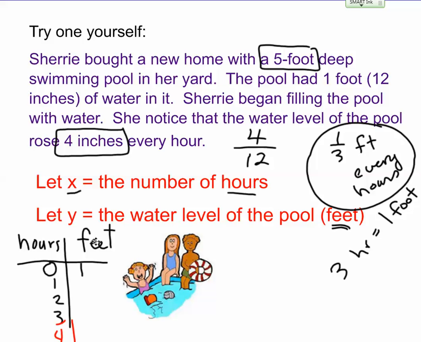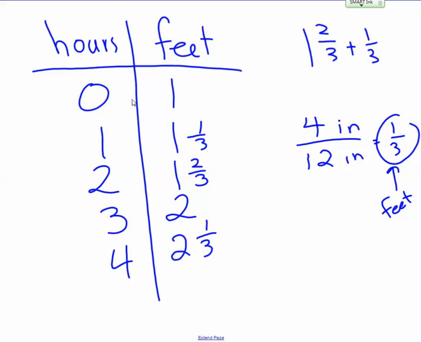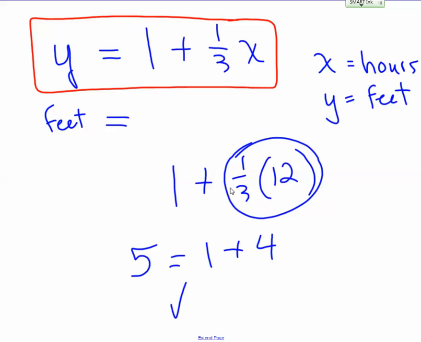So you guys made a table, and you carried out your table. In 0 hours, it was 1 foot. In 1 hour, it's 1 1/3. In 2 hours, it's 1/3 more than 1 hour, so we added another third. In 3 hours, we added another third, and we get 1 2/3 plus 1/3 is 2 feet of water. In 4 hours, it's 2 1/3, and you carried it all the way down until you guys found that you got to 5 feet. And all of you got 12 hours in your table.